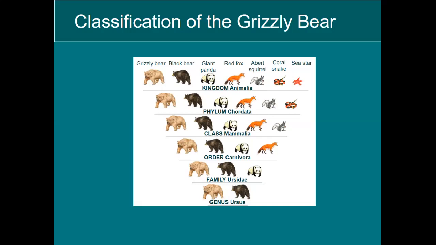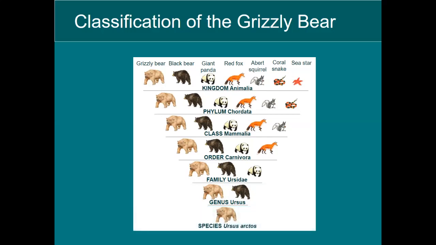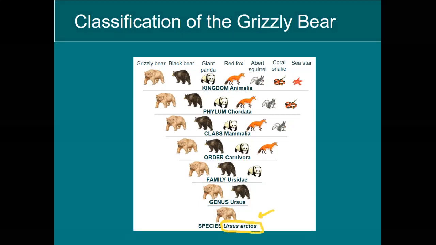And we're going to go down one more level, and hopefully this one is pretty easy. The last taxon is, that's right, species. So in this particular case, the grizzly bear has the species name of arctos. So you'll notice here down at the bottom that we're going to start looking at a two-name naming system. Ursus arctos. This part of it is the species name, and this part of it is the genus name.